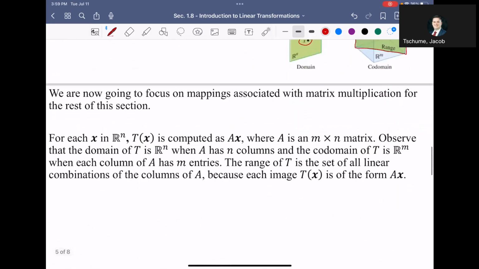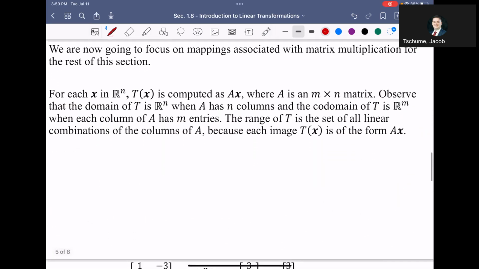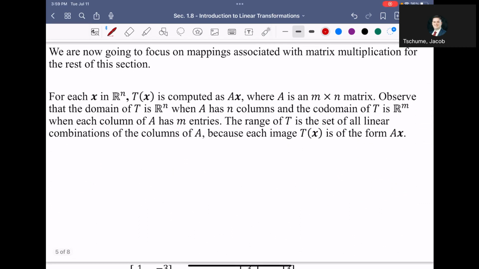All right. So now to simplify this down a little bit, because transformations can get challenging and we're going to see different kinds in this class, at least for chapter 1, we are going to focus on mappings that are associated with matrix multiplication for the rest of this section. That may not be the case for the rest of the class, but for the time being, when I say transformation, we are going to assume that I am talking about matrix multiplication, because this is the simplest kind of transformation we can do.